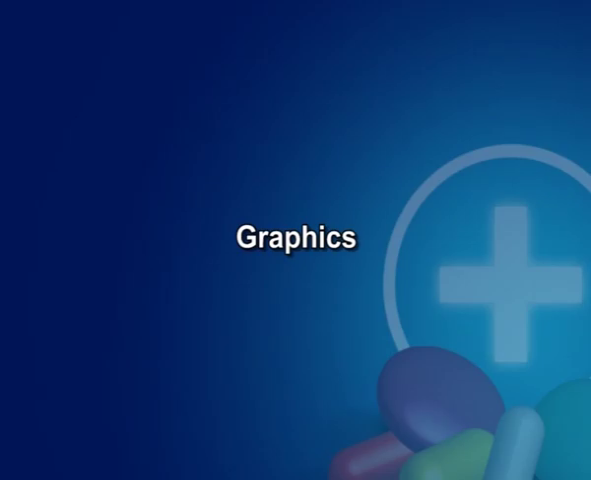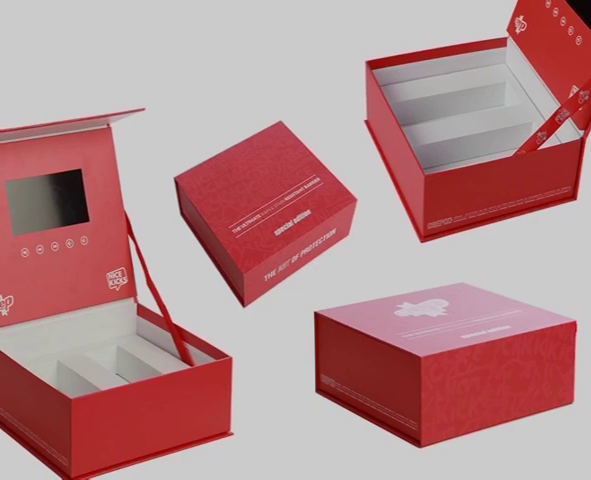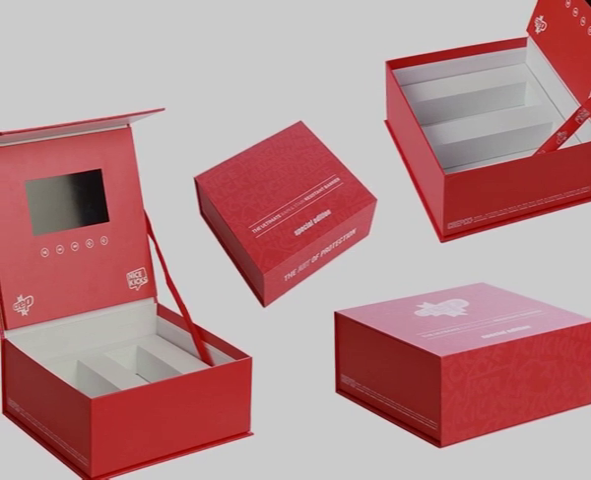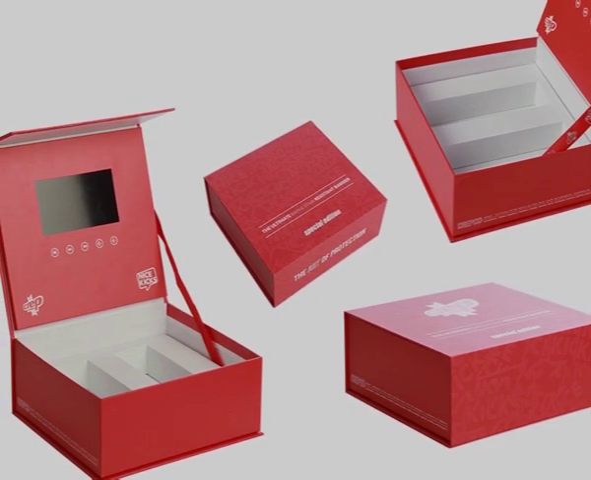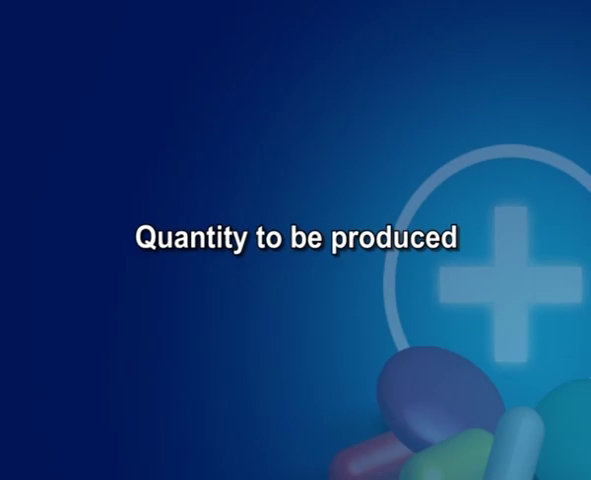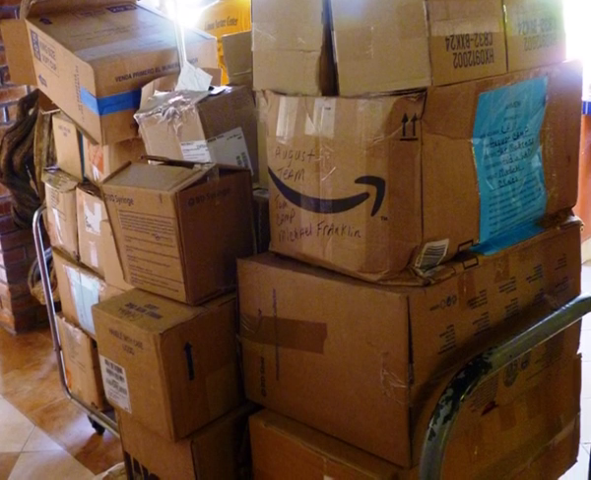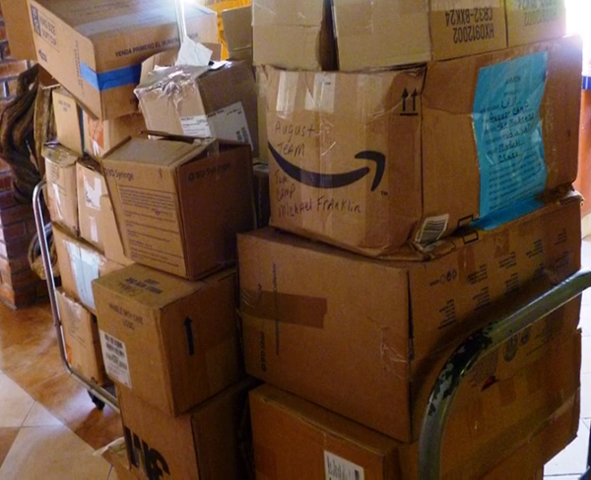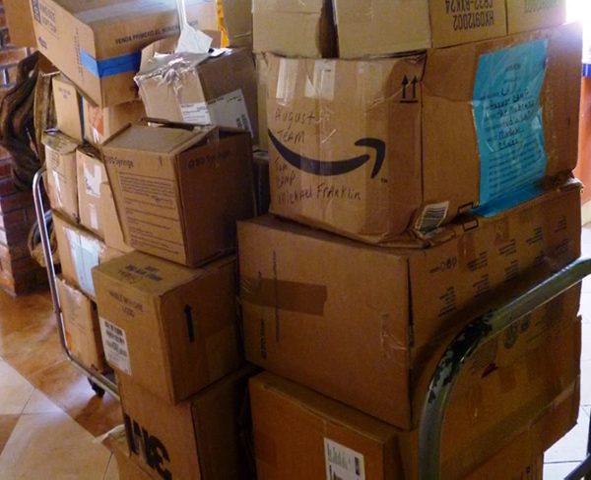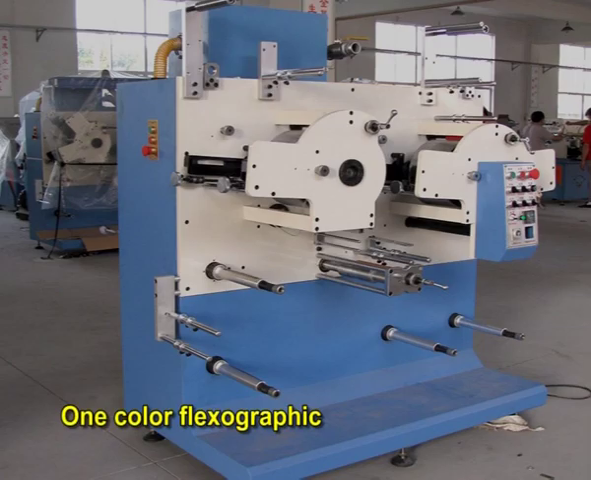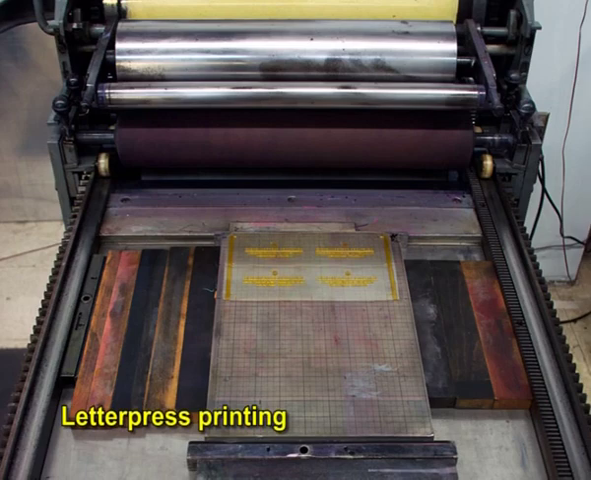Number 5. Graphics. Understand what graphics are needed and the limitation of each of the printing processes you are likely to use. One color is easier and cheaper to print than 4 color process. Number 6. Quantity to be produced. If only running a few hundred cartons of one particular type, then choose the process with the cheapest plates and shortest make ready. That will be the cheapest, that is, one color flexographic or letterpress printing.